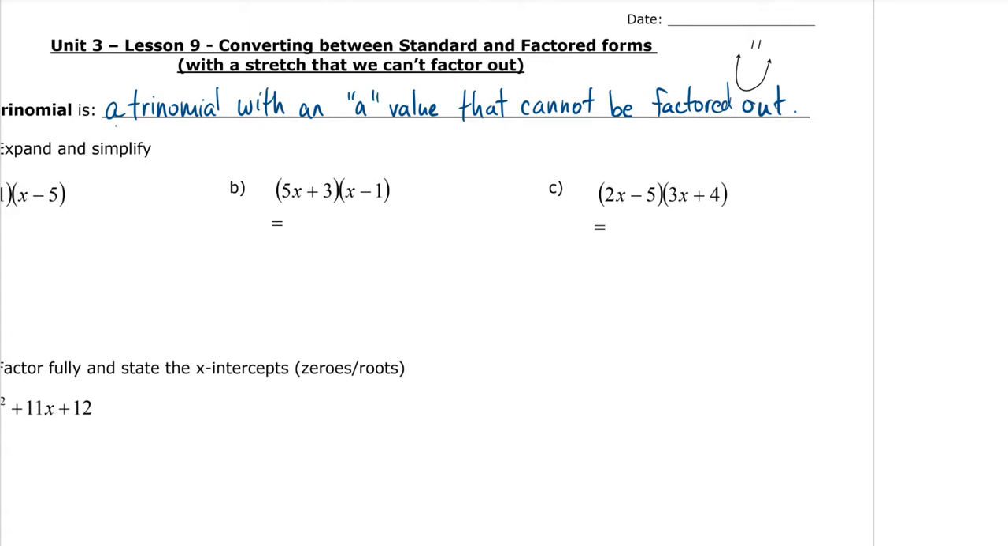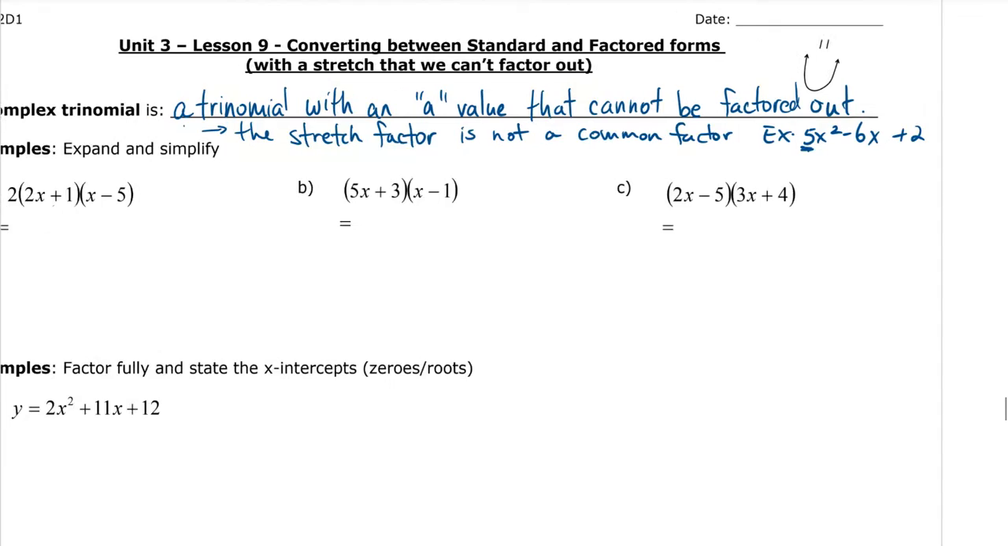So in a trinomial, the stretch factor, because a is what we know is a stretch factor, is not a common factor. Example, 5x squared minus 6x plus 2. 5 is not a common factor of 6 or 2. So we're going to learn how to factor this kind of complex trinomial today.